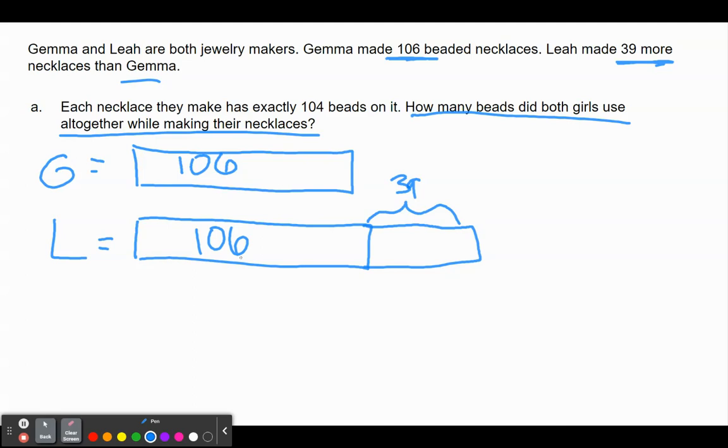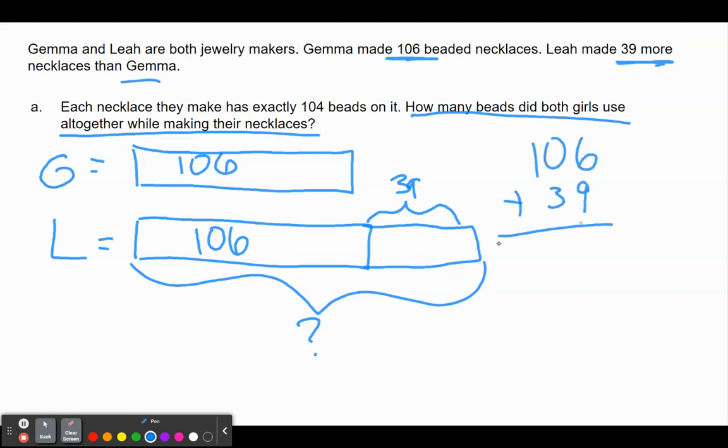In order to figure out how much Leah made, we're going to combine these together, or add. So we're going to add 106 plus 39. That's our first step. So we have 6 plus 9, which is 15. We're going to take 10 of those ones and turn them into a ten. So we have 10 plus 3 tens, which is 4 tens, and then we have 100. So Leah made 145 necklaces. That was the first thing that we did, to figure out how many necklaces Leah made.